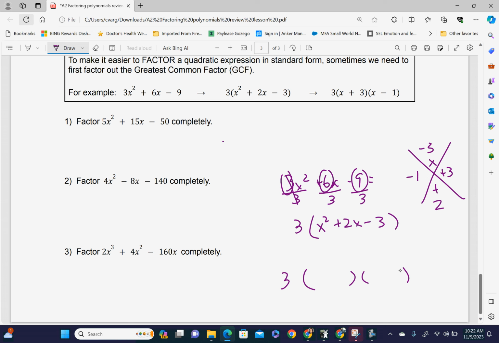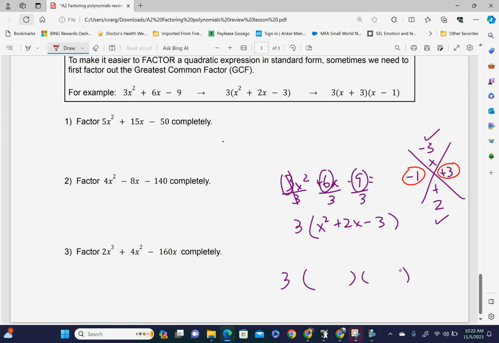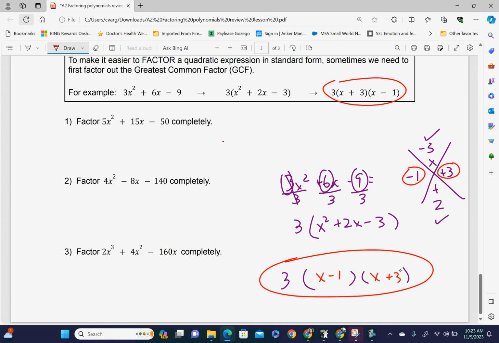Okay. So now let's check it. 3 minus 1 is 2, and 3 times negative 1 is negative 3. So we have our answers, and they are right here, right? So we go x minus 1 and x plus 3. All right. So that is our answer, which is the same thing as this, except they switch the order. Doesn't matter.